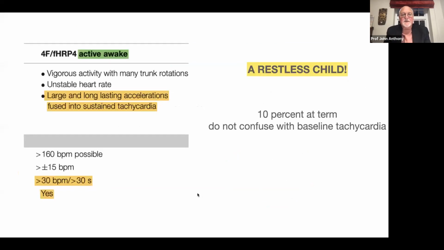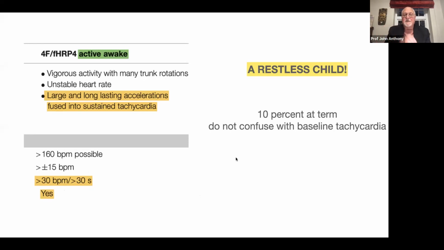Variability is also increased in this state to 7.5 beats per minute with a standard deviation of 15 beats per minute. And this needs to be contrasted then with a baby which is actively awake. And the actively awake baby is the restless child, if you like, the jogging fetus, one who's showing vigorous activity with many trunk rotations, and it has an essentially unstable fetal heart rate characterized by large and long-lasting accelerations, which can even be fused into one another to look like a sustained tachycardia. And the characteristics we see is that the baseline might appear to be more than 160. There's a lot of variability in the tracing, more than 15 beats per minute. The accelerations are more than 30 beats per minute, lasting more than 30 seconds, and there's lots of movement.